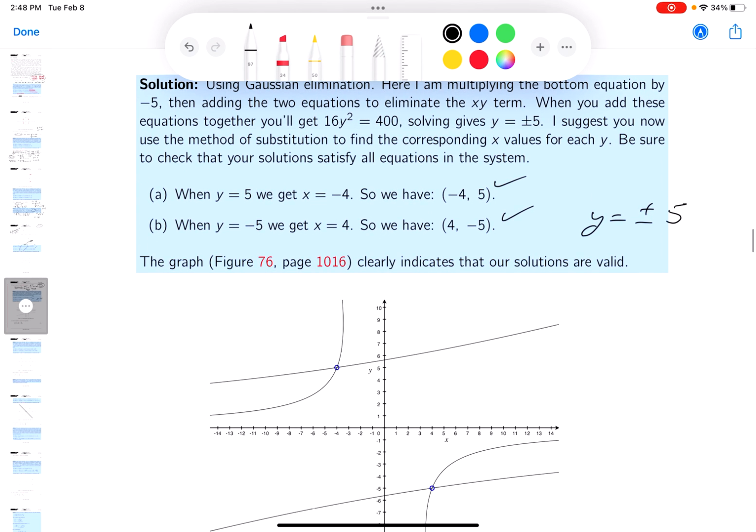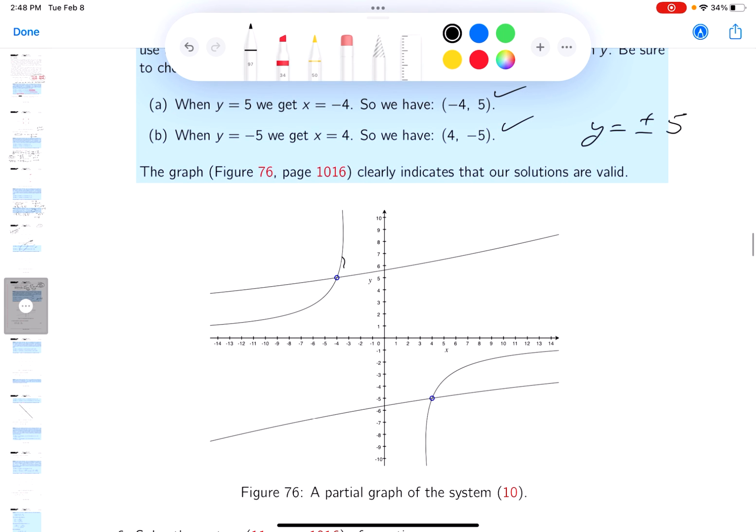But what I do is I give you a graph of this system, and the points of intersection are over here. All right? Help you out with a visual understanding of what those points are.